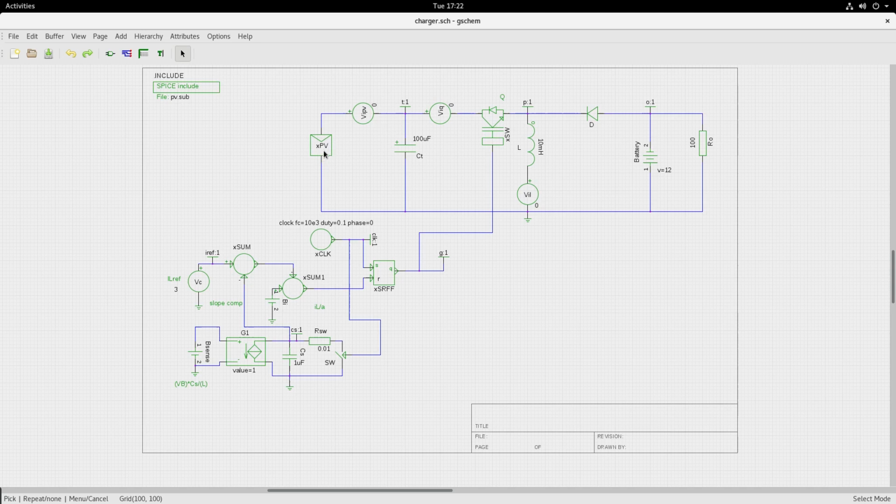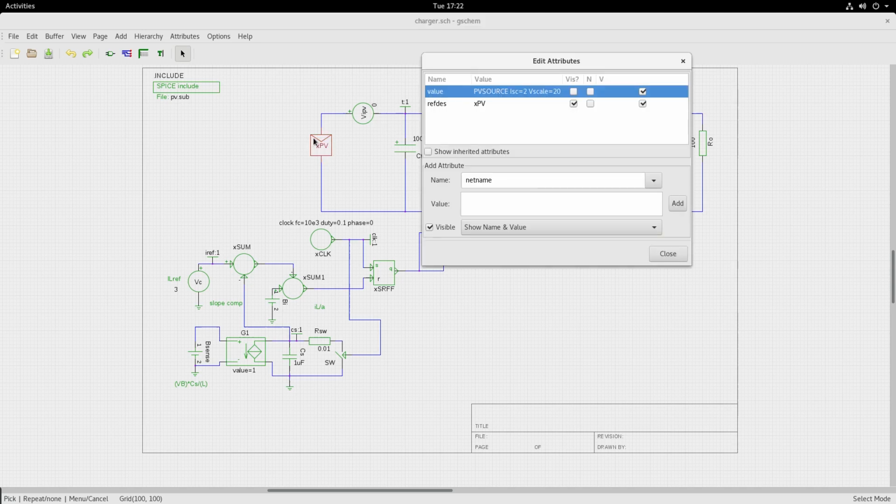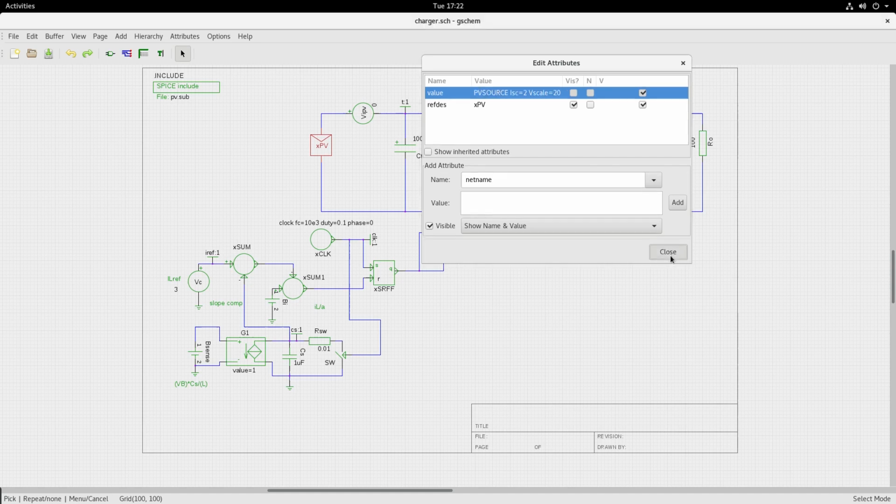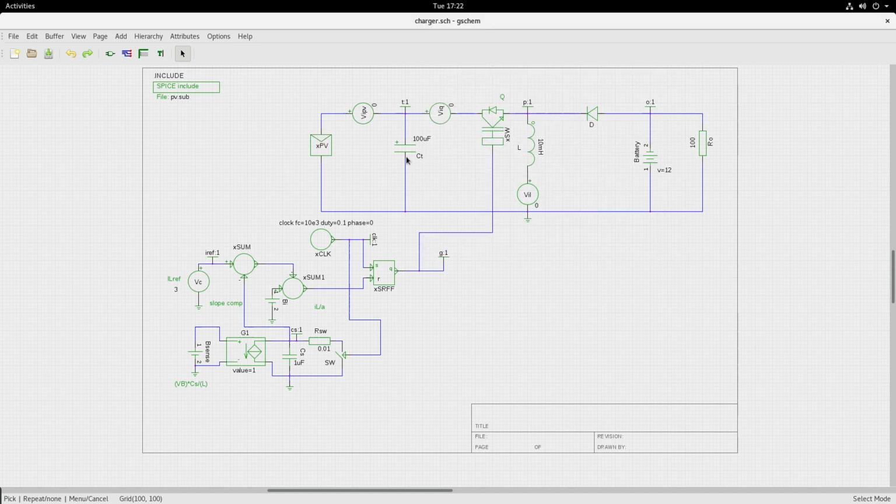So we have this photovoltaic source. It is the same source that we had modeled earlier. A short circuit current of 2 amps, voltage scale factor of 20, and then I'm having a buffer capacitor CT. These VIPV with value 0, VIQ with value 0 are the current sensing voltage sources. I have a switch here. This is the inductor current measurement sensor, diode D, and the battery.